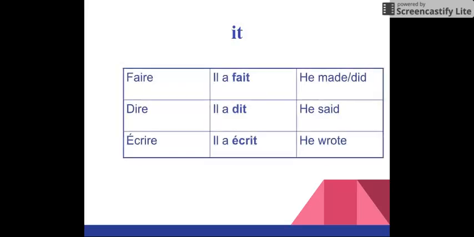The next group ends in it. We have faire, dire, et écrire. So, il a fait, he made or he did. Dire, il a dit, he said. Et écrire, il a écrit, he wrote.